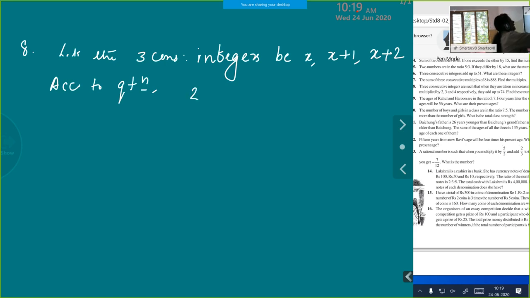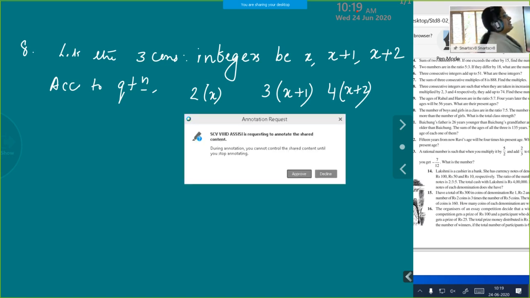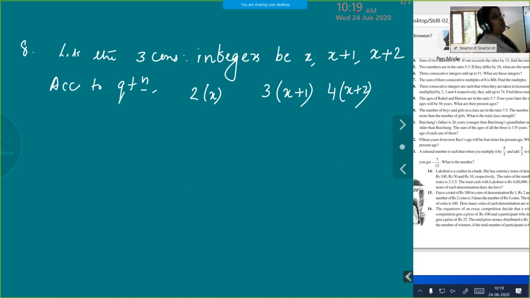What happened? The first number is multiplied by 2, so 2x. The second number is multiplied by 3, so 3 into x plus 1. And the third number is multiplied by 4, so 4 into x plus 2. And they added up to 74. Please take care of each word given.